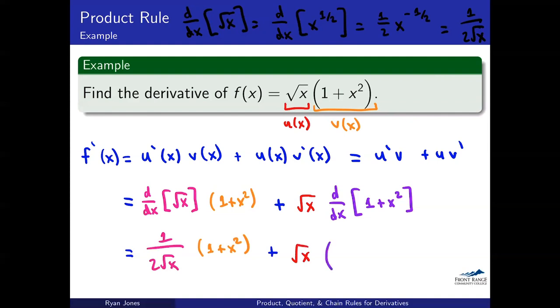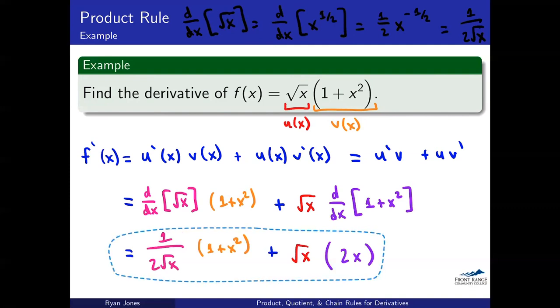The derivative of the 1 is just 0, so I won't even bother writing that. And the derivative of the x squared is just 2x. We've seen that before, and we can utilize the power rule there. So at this point, we're actually done with the calculus. We've taken our derivatives. Now it's just a matter of simplification. We can simplify this as far down as we want to. That's a big thing that we like to do with these derivatives, is simplifying. So let's go ahead and copy this onto a new page here.